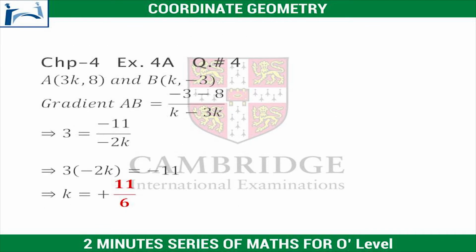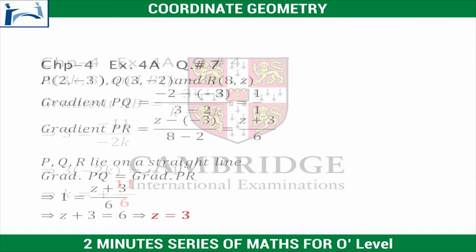In question number 4, the gradient of AB is given and we have to find the value of K. We calculate with the formula the gradient of AB: minus 3 minus 8 over K minus 3K, and we put 3 equal to minus 11 over 2K. We cross multiply: 3 into minus 2K equals minus 11 and we get K equal to 11 by 6 with positive sign.